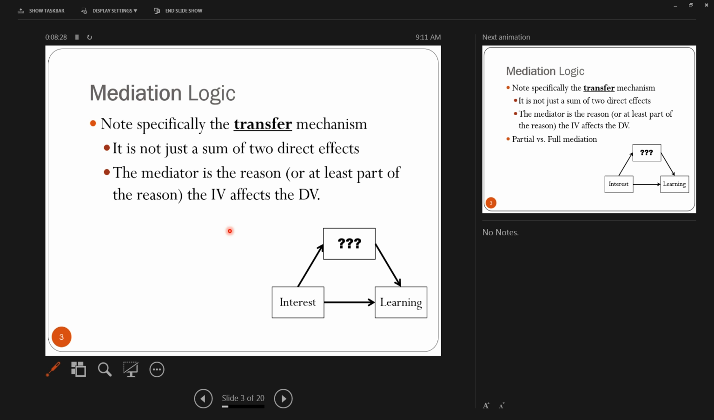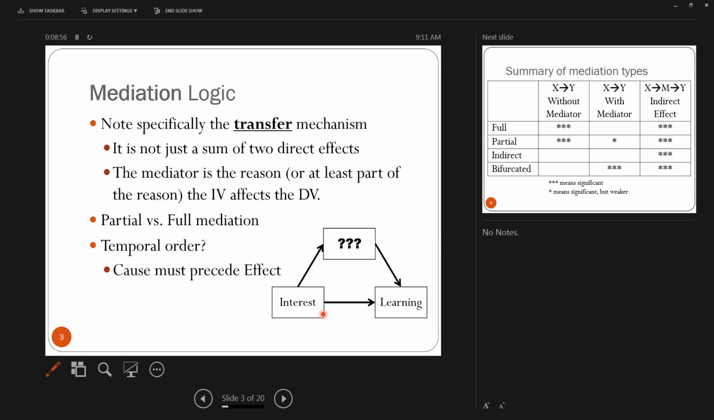Okay. That's a mediator. And then there's partial versus full. So is there something about interest by itself that affects learning? Yeah. So this is probably a partial mediation. But if there was nothing in particular about interest that affected learning, when we take into account discovery or effort, well, then this would be a full mediation. There are other types of mediation as well.